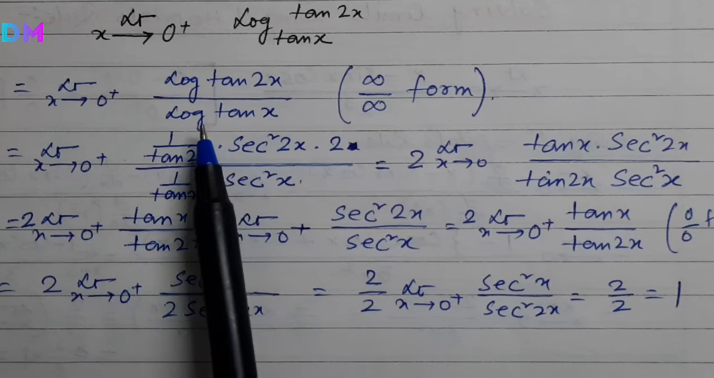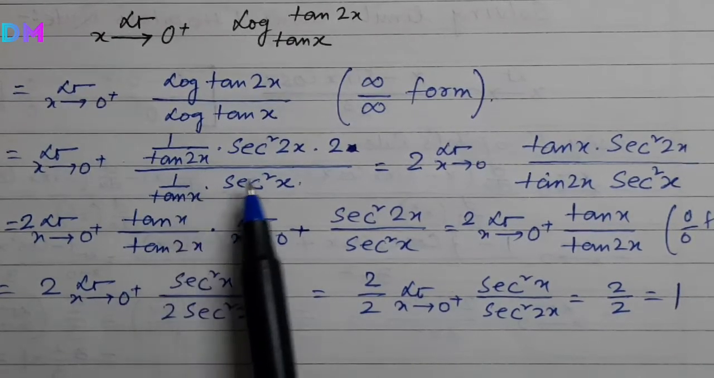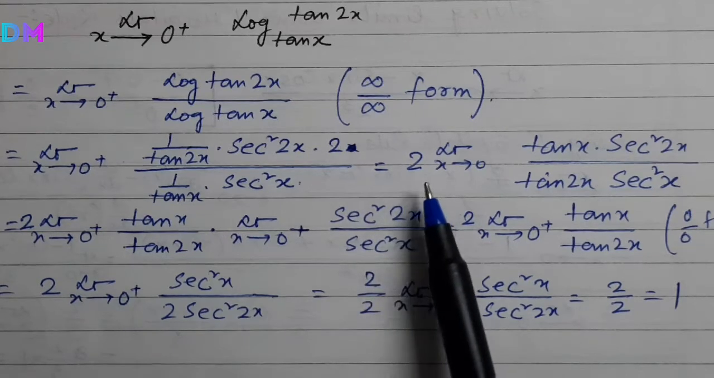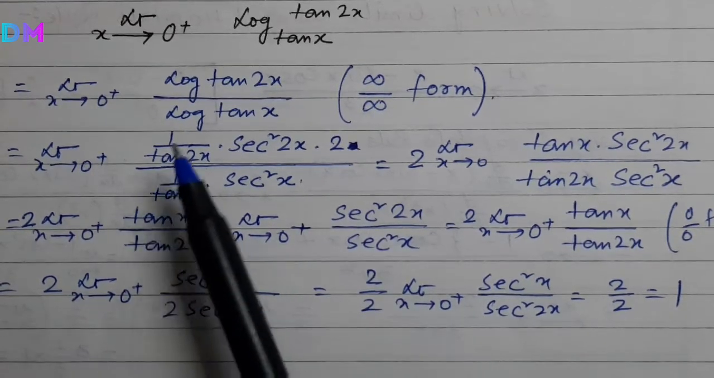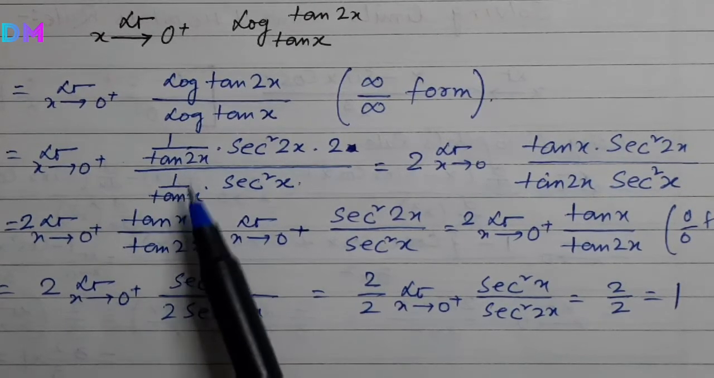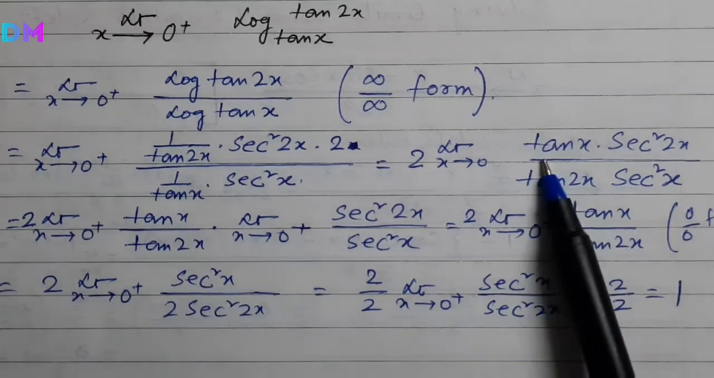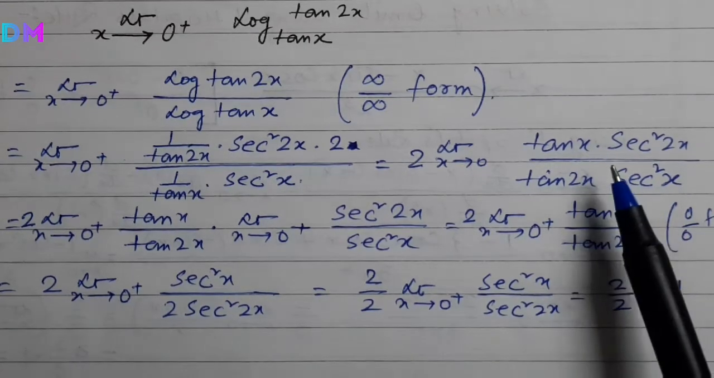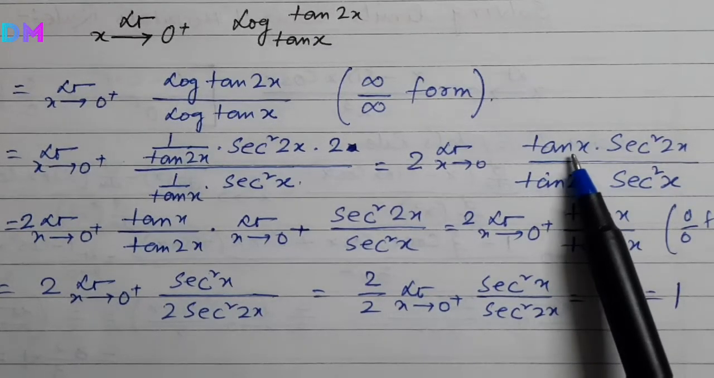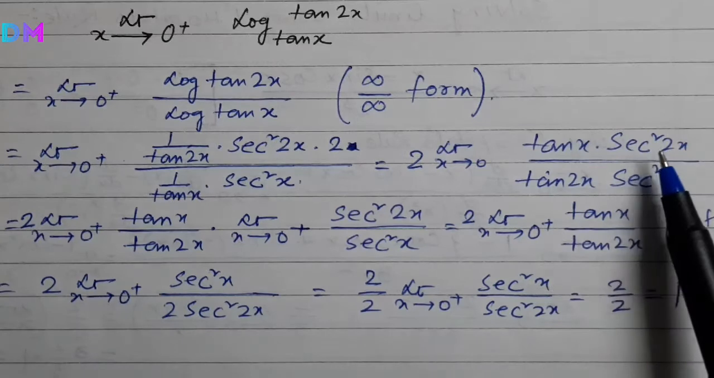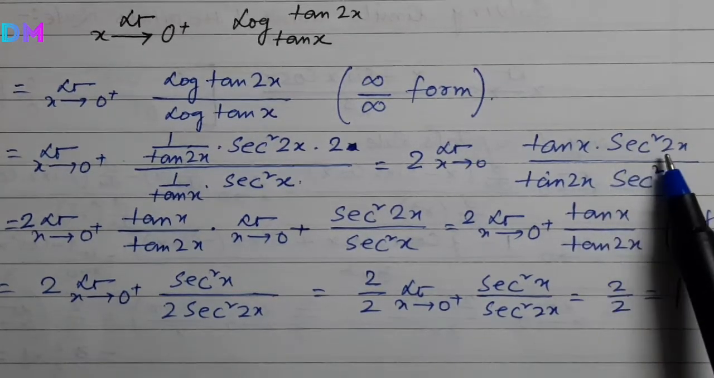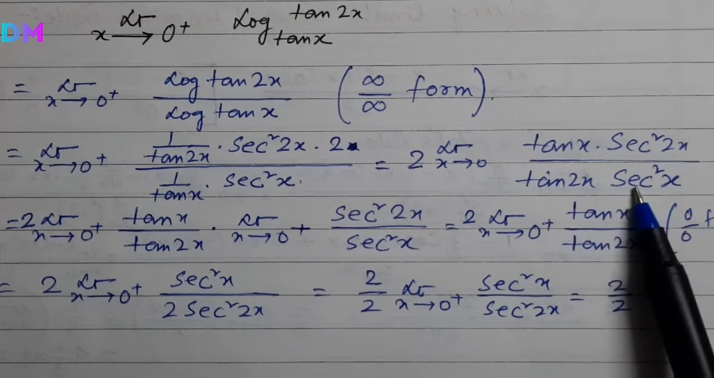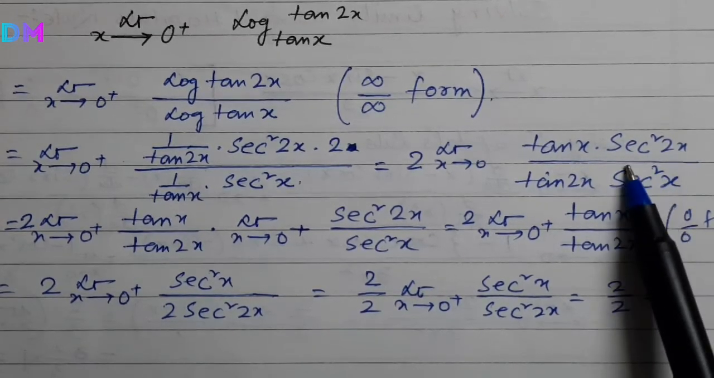Similarly, differentiation of log tan x will be 1 by tan x into differentiation of tan x, which is secant square x. Now we can take this 2 outside, and we can write this tan x in the numerator and this tan 2x in the denominator. So this expression will become tan x into secant square 2x by tan 2x into secant square x. Now if we put the limits, we are getting tan x equals to 0 and tan 2x equals to 0, but if we put the limit of x equals to 0 in this secant square 2x and secant square x, this is coming 1 by 1, so it is not making 0 by 0 form.